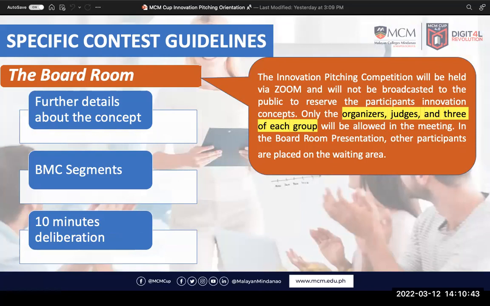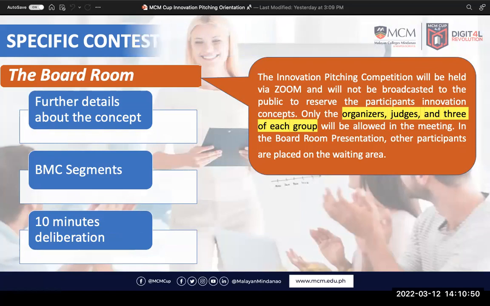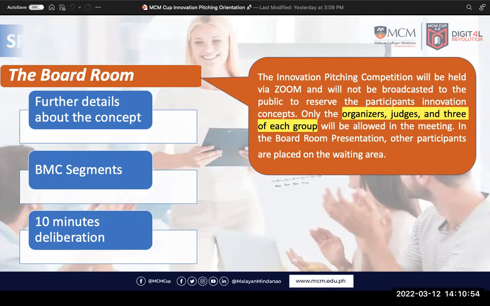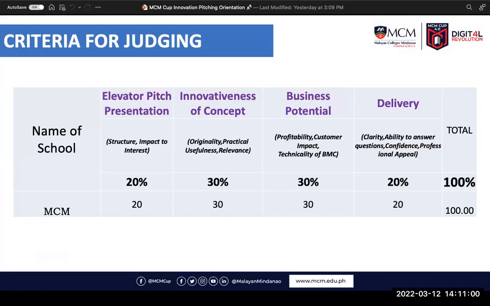After which, we are going to deliberate together with the panel of judges. Now we're going to do the deliberation, and then we are now going to announce the winners. So this is the criteria for judging.